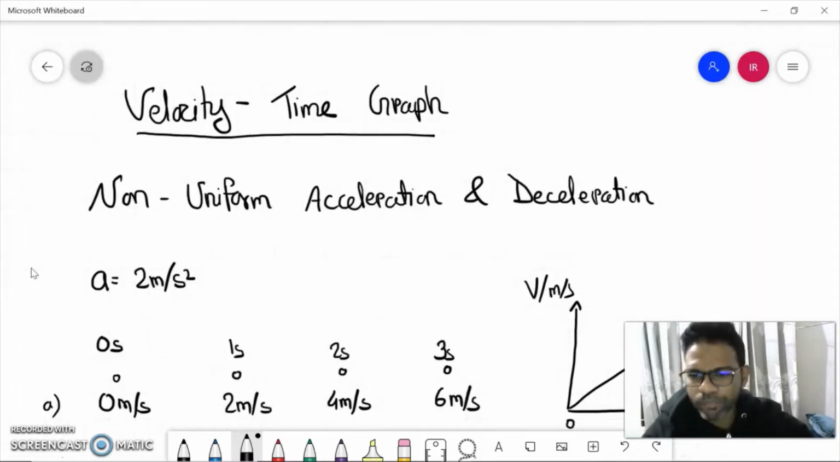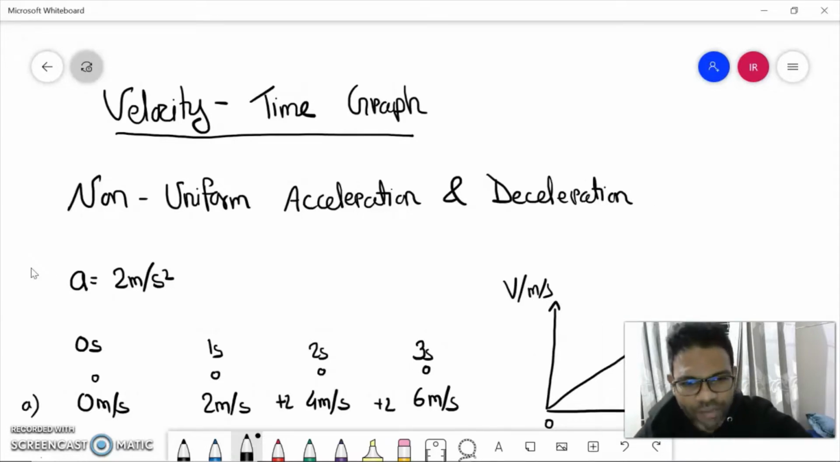So if we draw a table with respect to time, it's showing that an object starts from rest, that is at 0 seconds, the velocity was 0 meters per second. At 1 second, it's 2 meters per second. At 2 seconds, another 2 increase, that is 4. Then plus 2, it becomes 6. That means the velocity is increasing uniformly with time, right? Every second, it's increasing by 2. So this is a uniform acceleration.